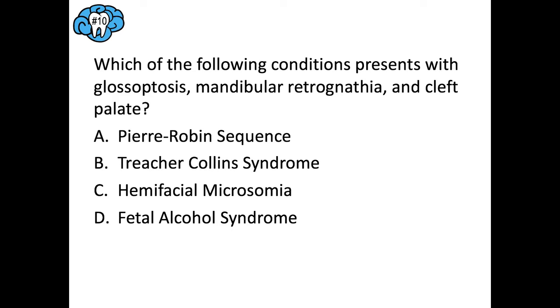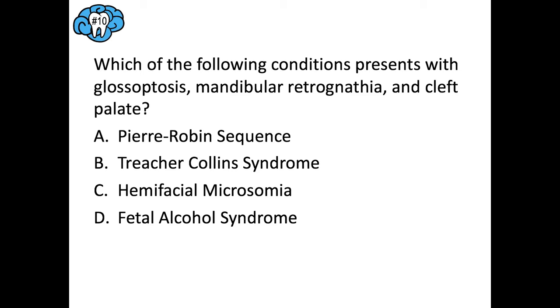Okay, question number 10. Which of the following conditions presents with glossoptosis, mandibular retrognathia, and cleft palate? Go ahead, pause the video, and then we'll talk about this one. Okay, so let's go through these one at a time. Pierre-Robin sequence involves a sequence of events that leads to the next. I almost said syndrome, but it is a sequence because it consists of dominoes that kind of tumble and hit into the next event and the next condition. So they're all linked together in that way.